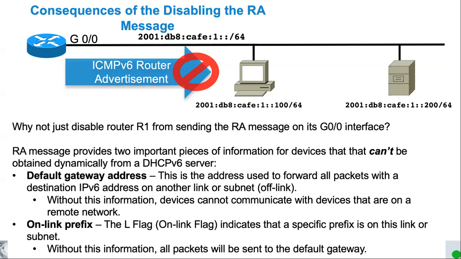That's something different than with IPv4. Devices can actually receive an address that is a member of another subnet, which means it has to send everything to the router. Anyway, you don't want to be disabling the router advertisement message unless you really know what you're doing and have a real specific reason to do so.